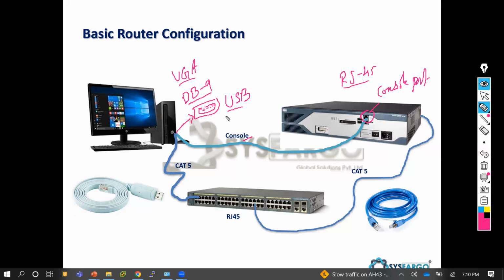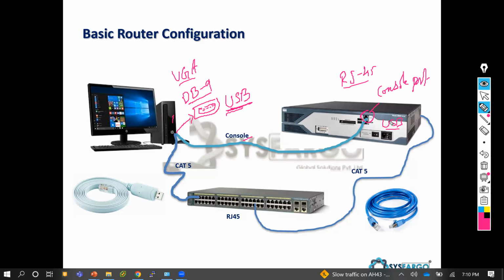Latest we have what? USB. See, in the old console cable, we were having the DB9. Now, the latest console cable, you take USB. That means you can connect on the USB port on your computer, laptop. On another end, still RJ45 we have. But another end also, we have the USB. But your hardware should support that one.